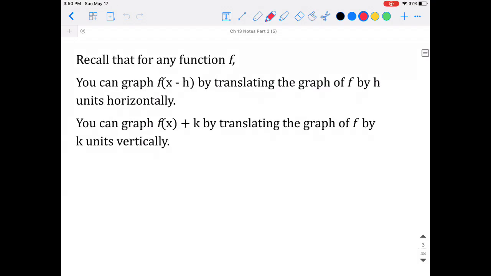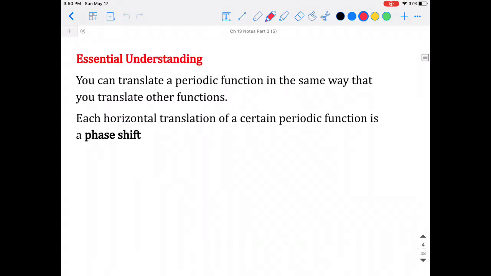So we recall that for any function f, you can graph f of x minus h by translating the graph of f by h units horizontally, and you can graph f of x plus k by translating the graph of f by k units vertically. And the essential understanding for this section: you can translate a periodic function in the same way that you translate other functions. Each horizontal translation of a periodic function is called a phase shift. So we're translating our graph very similar to how we do any other function.